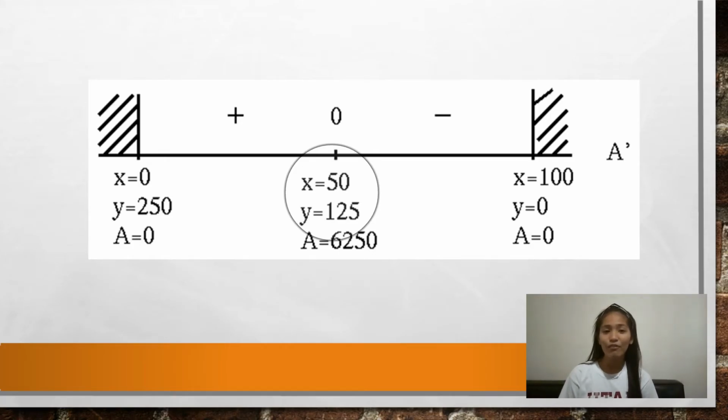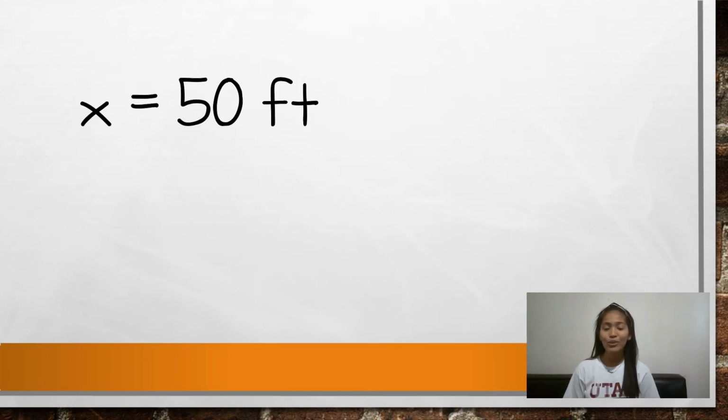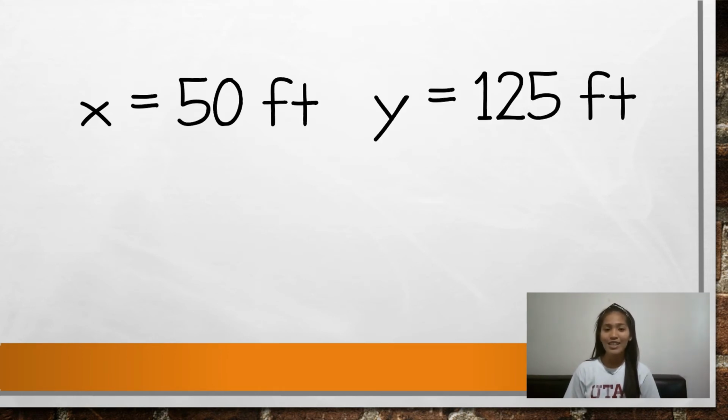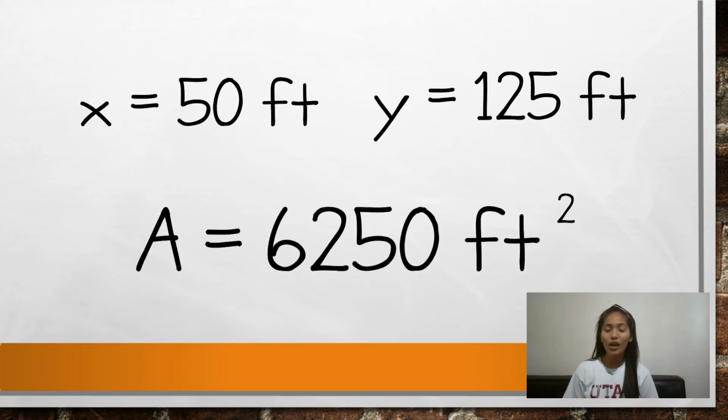Note that since there are 5 lengths of x in this construction and 500 feet of fencing, it follows that x is greater than or equal to 0, but less than or equal to 100. See the adjoining sign chart of A'. If x = 50 feet and y = 125 feet, then 6,250 square feet is the largest possible area of the pen.